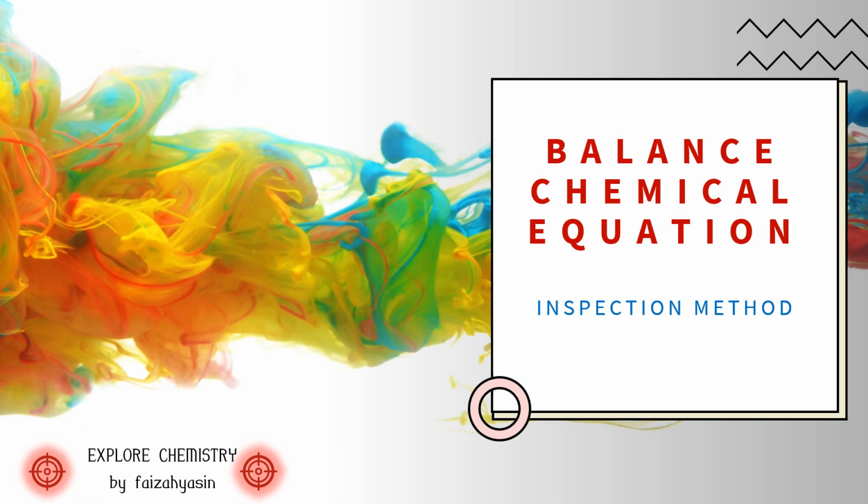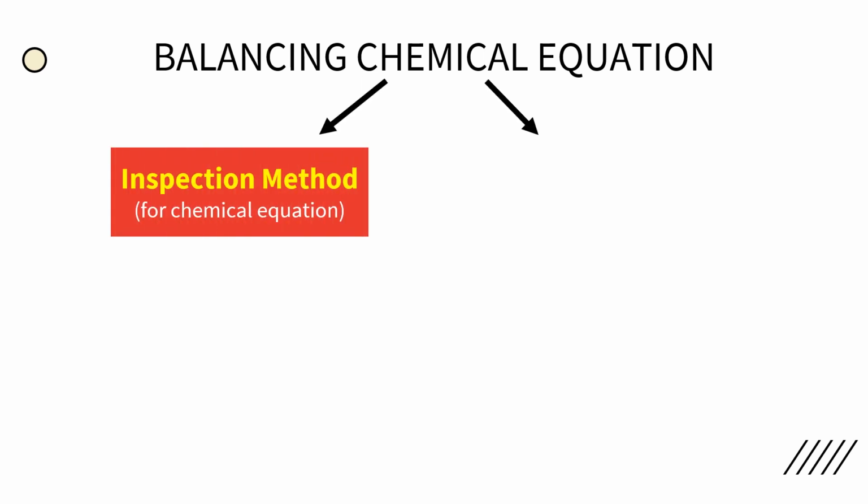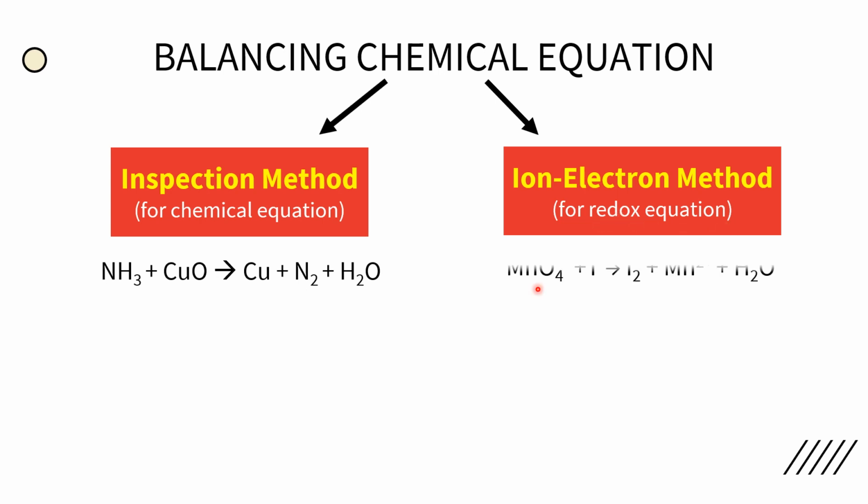Balanced chemical equation, inspection method. Balancing a chemical equation can be done using two methods. The first one is the inspection method and the second one is the ion-electron method. The inspection method is used to balance chemical equations like this, while the ion-electron method is used to balance redox equations. For example, like this. Dalam redox equation, kebiasaannya kita akan jumpa ion ada charge.